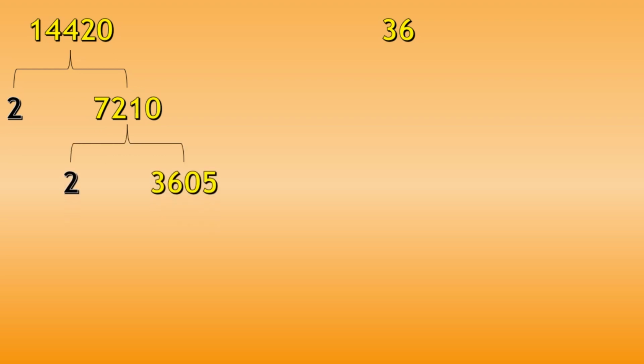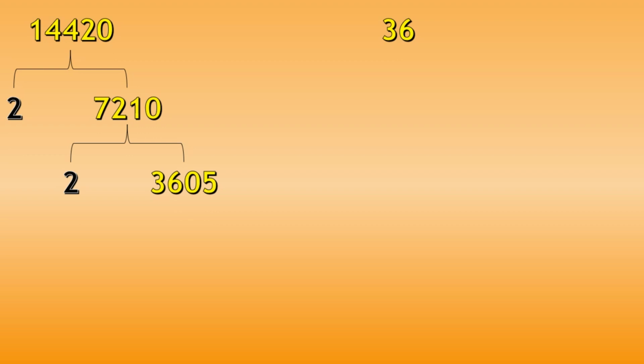Let's take our first example, 14,420. Divided by 2 will give you 7,210. Divided by 2 again, 3,605. Now this number can't be divided by 2 any longer, so we move on to 3. It also can't be divided by 3, so we move on to 5.